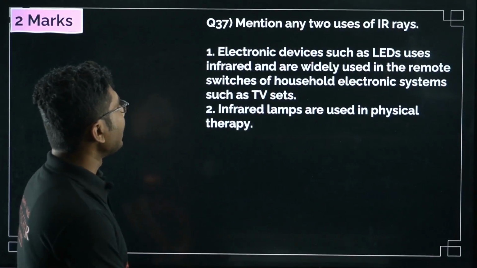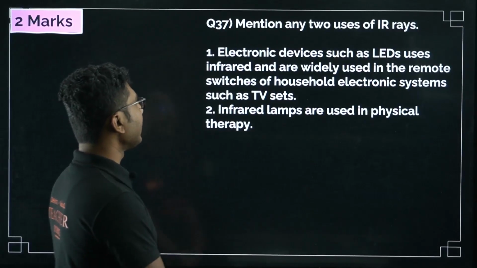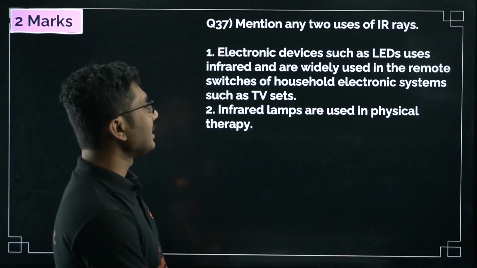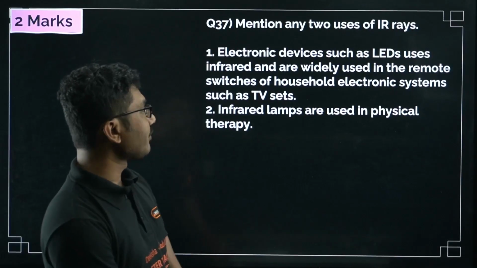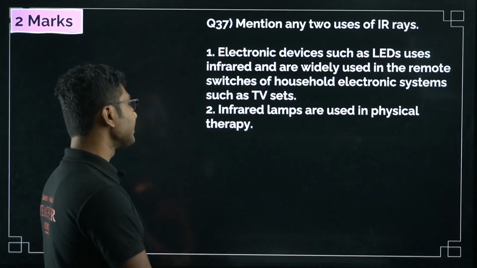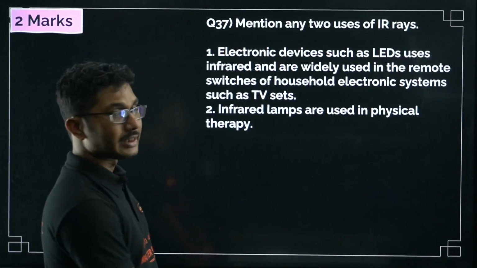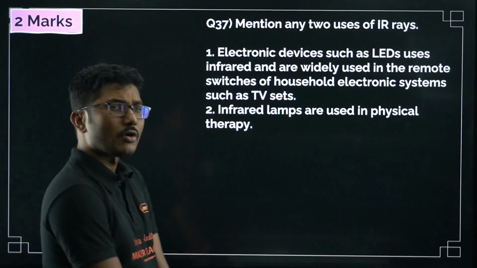Next, mention any two uses of infrared rays. Electronic devices such as LEDs use infrared rays and are widely used in the remote switches of household electronic systems such as TV sets. Infrared lamps are used in physical therapy as well, for heat therapy.